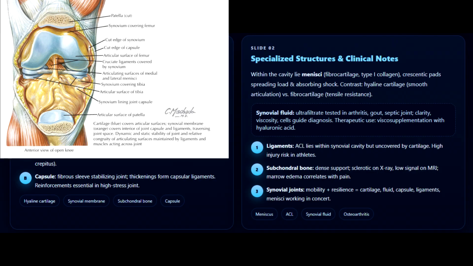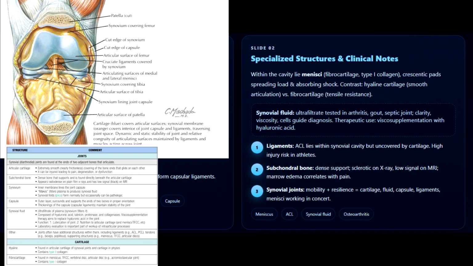Think of this membrane as a living filter. It draws from the plasma of the blood and produces the synovial fluid, which is an ultrafiltrate enriched with hyaluronic acid, lubricin, and other proteins. This fluid has two essential roles. First, lubrication. It reduces wear, allowing the joint surfaces to glide. And second, nutrition. It delivers nutrients to the avascular articular cartilage and to fibrocartilaginous structures, like the menisci and the triangular fibrocartilage of the wrist.